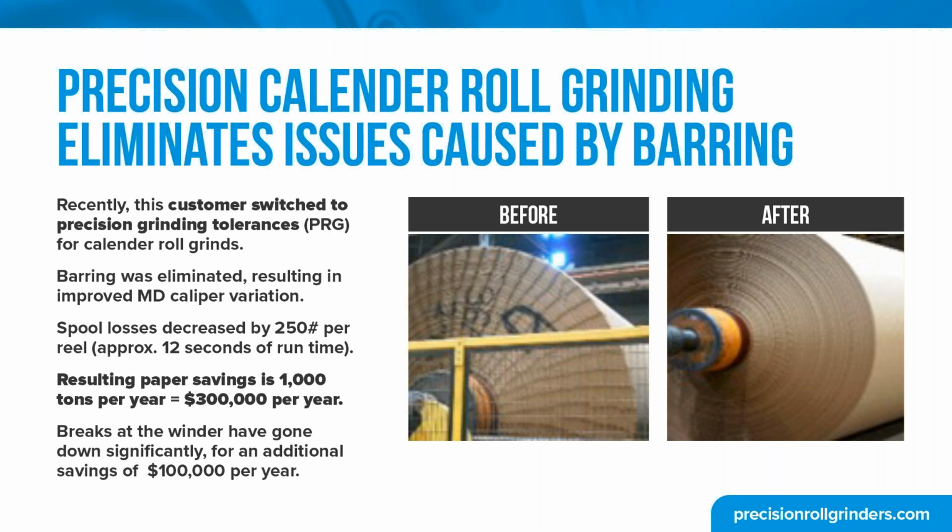They documented that they were saving 250 pounds of paper at each turnup, which conservatively comes out to $300,000 a year just in spool losses. Breaks at the winder have also gone down significantly. So this can be a significant financial impact on the operation that you may not think about.